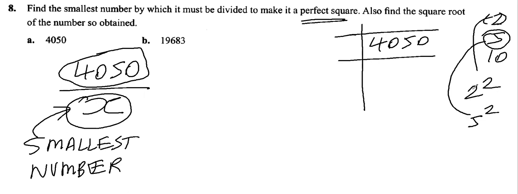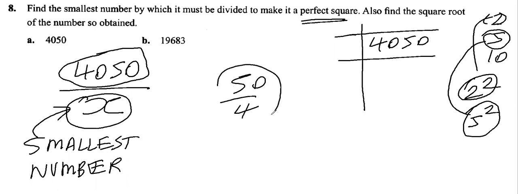So I am going to apply the divisibility test of 4, and I am going to apply the divisibility test of 25. Okay, so I know the divisibility test of 4: if the last two digits are divisible by 4, then the entire number is divisible by 4. But I can see that 4050 is not divisible by 4. Why? Because 50 is not divisible by 4. So I will skip that.